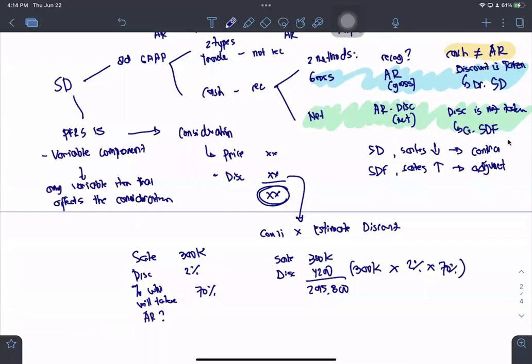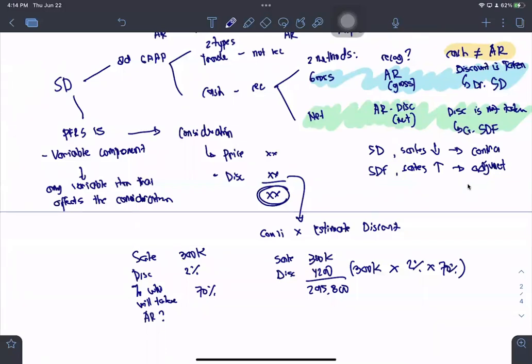Okay, so this is our outline for sales discount. You need to determine whether it's still old GAAP or you are using PFRS 15. Under old GAAP, you need to recognize whether there is a trade discount or a cash discount. But take note, only cash discount is recorded under two methods. It's either gross or net method.